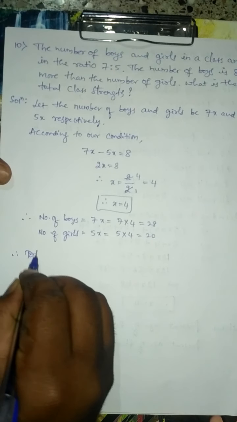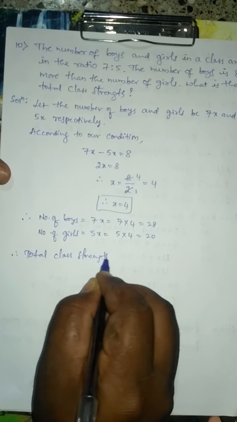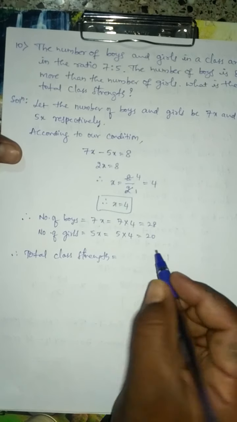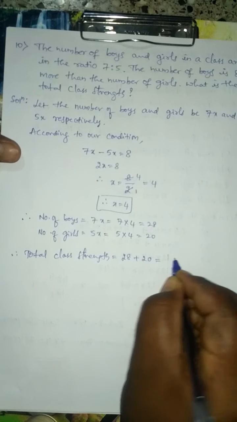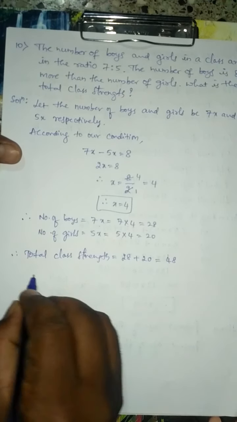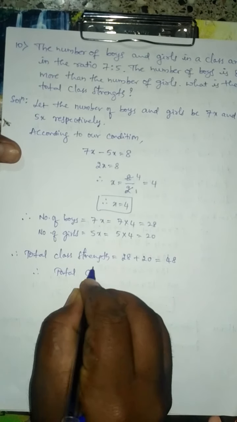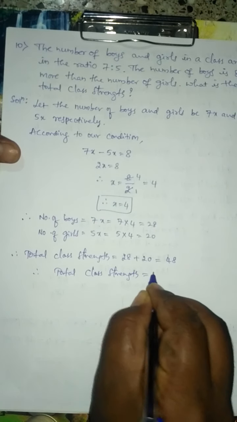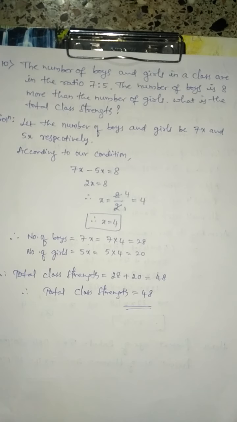Therefore total class strength, that is equal to, we have to add boys and girls, then only we are going to get total strength. So that is 28 plus 20, that is equal to 48. Therefore, total class strength is equal to 48. So here we got total how many students are there in a classroom.